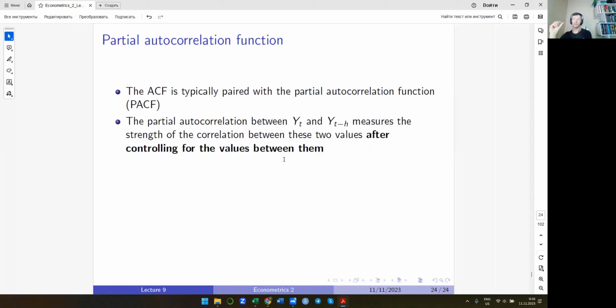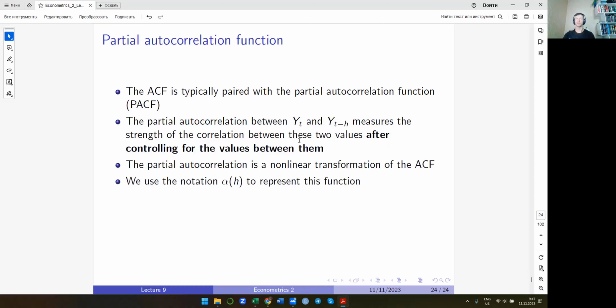In this way, when you compute the usual correlation, yt minus 3 is going to be correlated with yt through the set of variables between them. But if you exclude this kind of transition effect between variables, then you may see that there is no autocorrelation between yt minus h and yt at all. All the autocorrelation just goes through the variables between them. This is a nonlinear transformation of the autocorrelation function, and usually we denote it with alpha h.